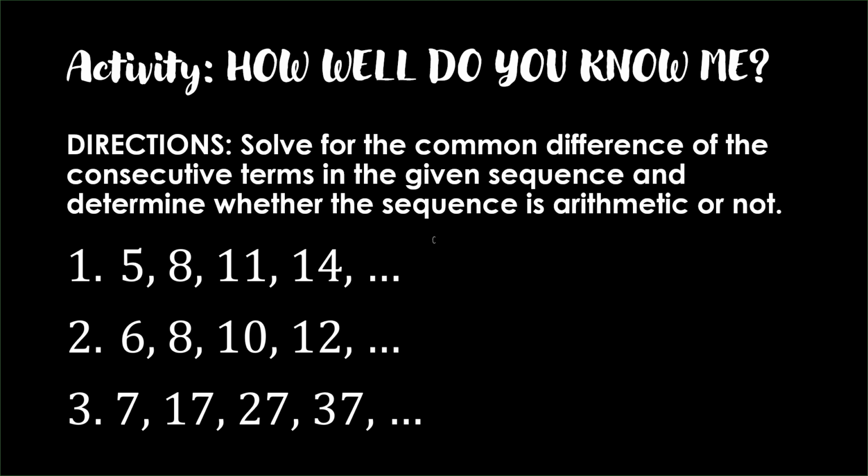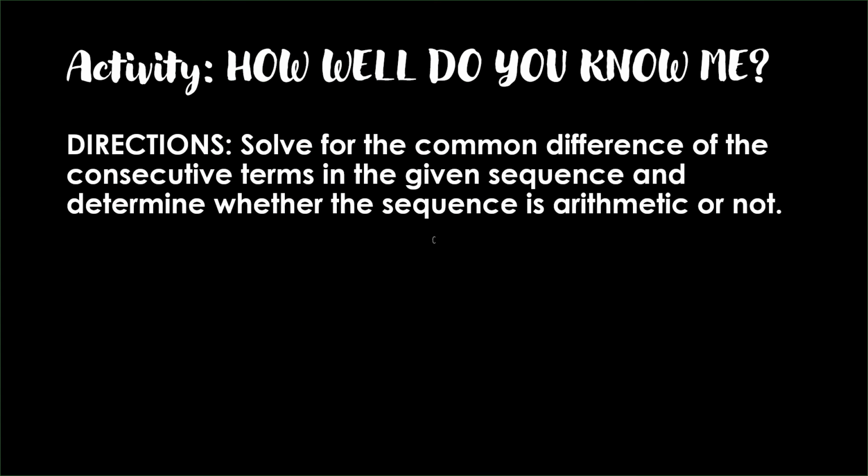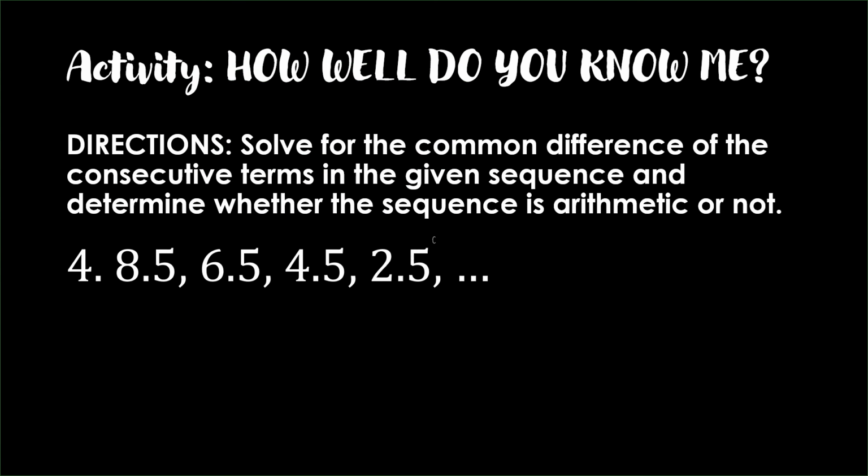Number 3, 7, 17, 27, 37. Is this an arithmetic sequence? If yes, then what is the common difference? Number 4, we have 8.5, 6.5, 4.5, 2.5, and so on. Is this an arithmetic sequence? If yes, what is the common difference?